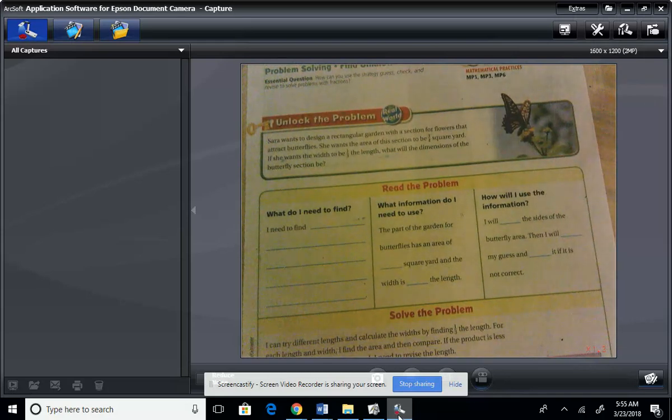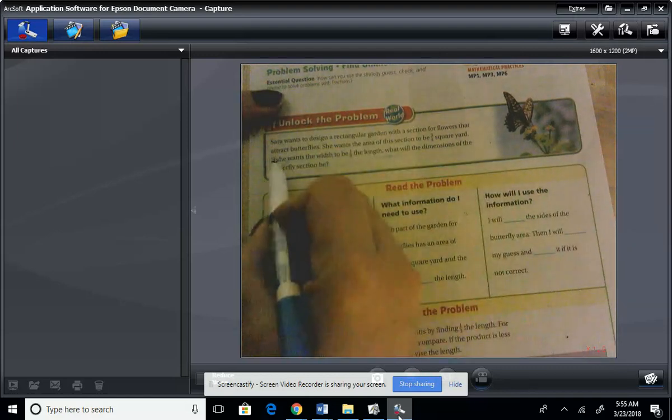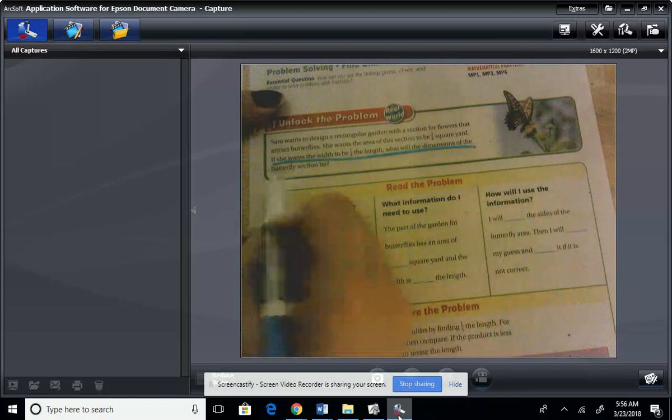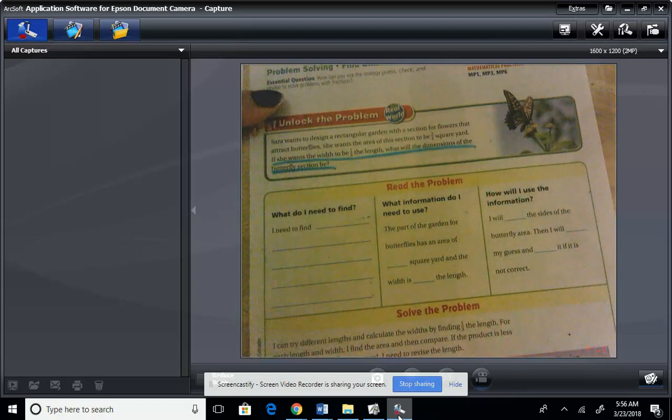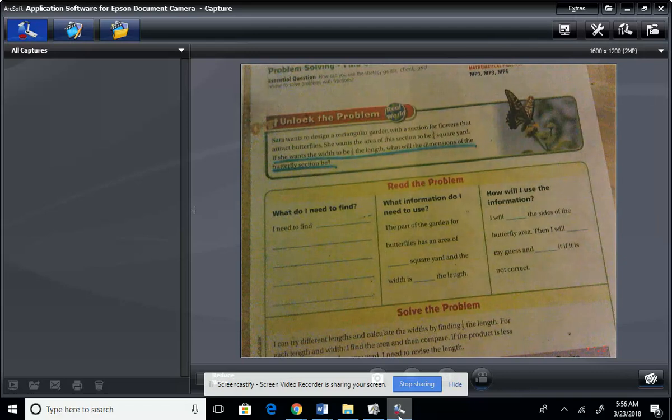Sarah wants to design a rectangular garden with sections for flowers that attract butterflies. She wants the area of this section to be 3/4 square yards. If she wants the width to be 1/3 of the length, what will the dimensions of the butterfly garden be? All right, so what do we need to know? Here's what we want to find out. If she wants the width to be 1/3 the length, what will the dimensions be?